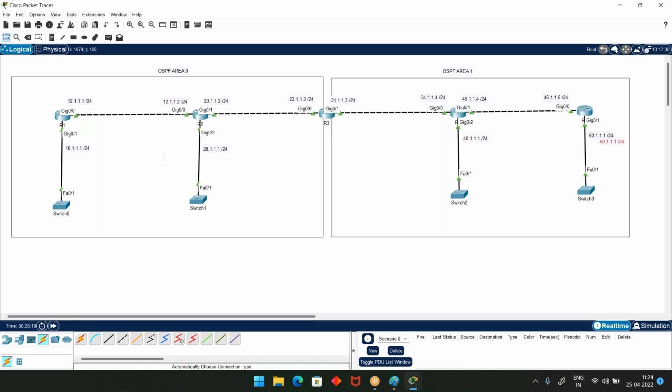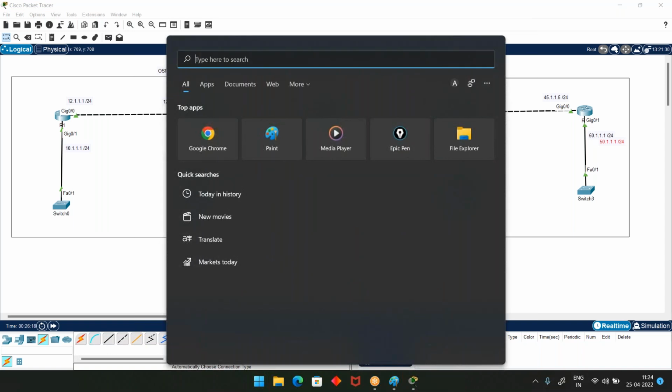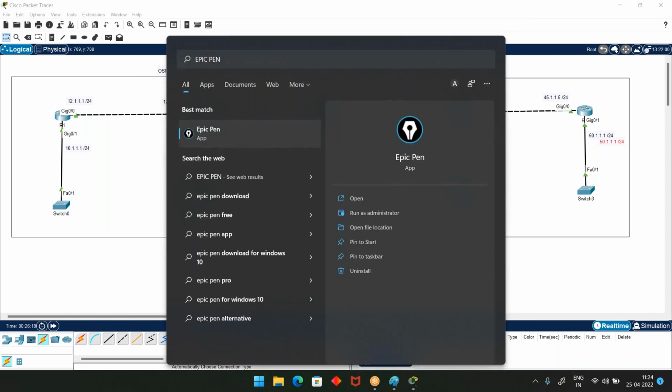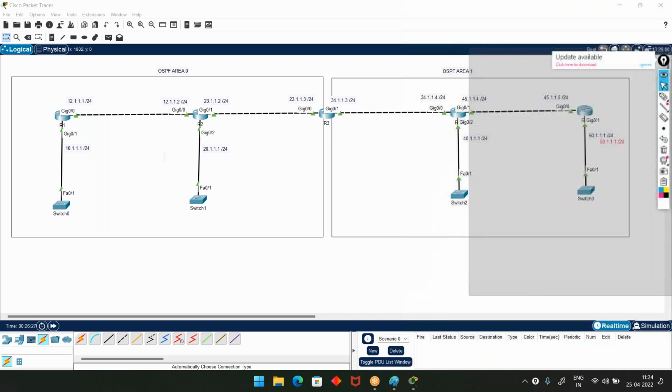okay, sorry, is it possible? Can you just explain it in for a few minutes, sir? DR BDR election here in this topology. Check this now here. Check this now here. Check this here. Check this now here. Okay.